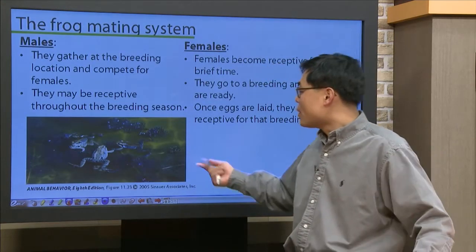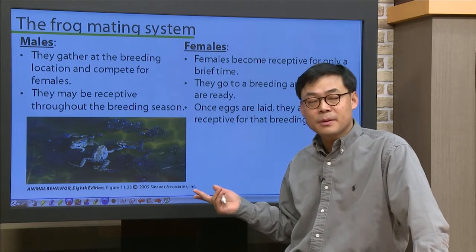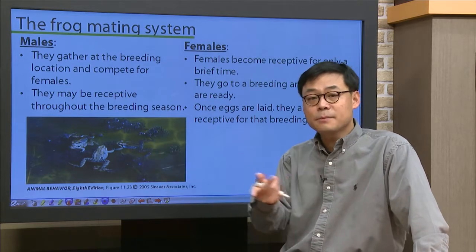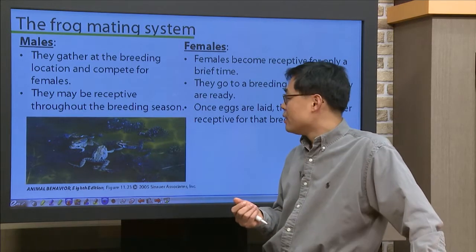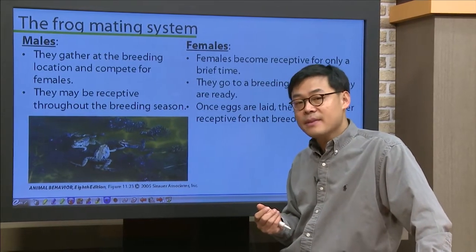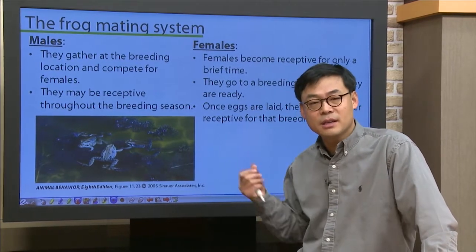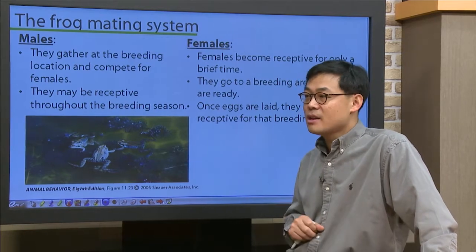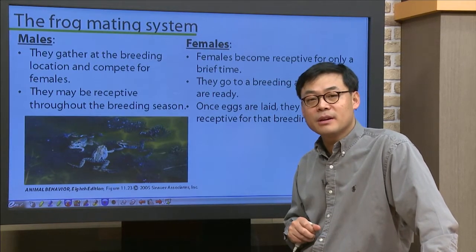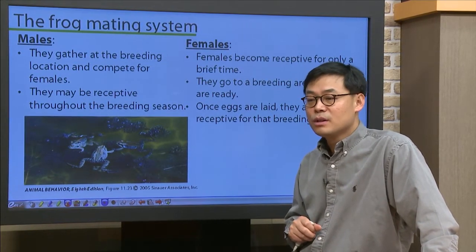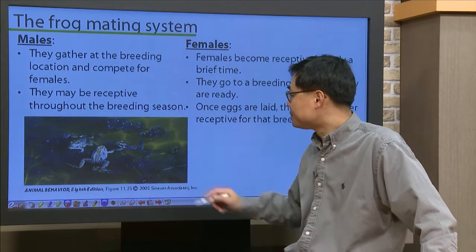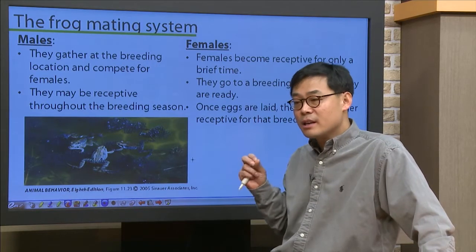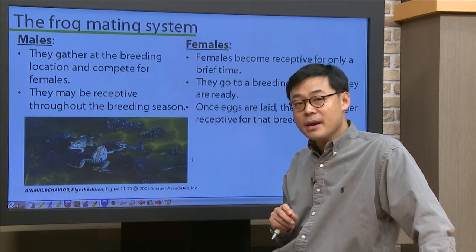And here's the frog, probably the most common frog species in Korea. If you go to the pond or rice paddies, you see the frogs singing at night. If it is the common tree frog in Korea, they are singing from late April to maybe early August. And there, the males sing each night, meaning that they are receptive for mating.